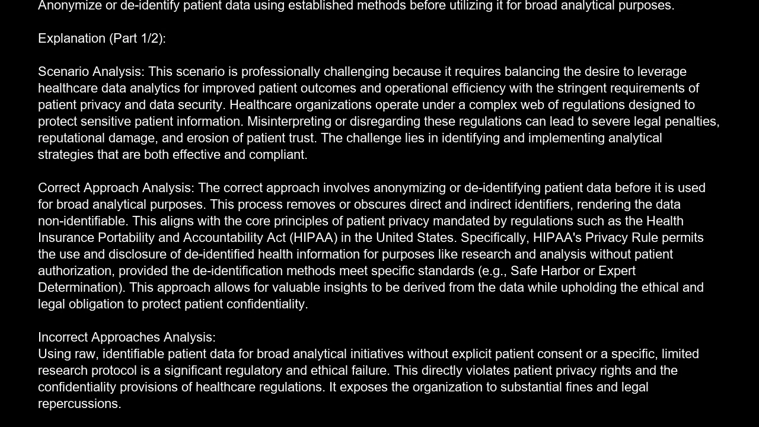The correct answer is A. Anonymize or de-identify patient data using established methods before utilizing it for broad analytical purposes.